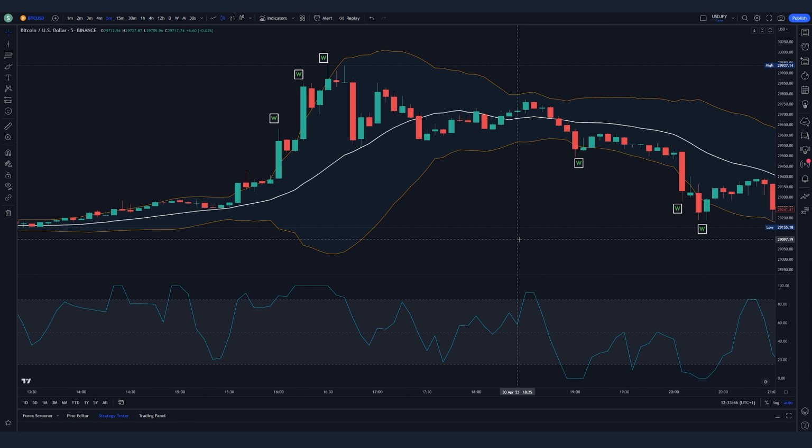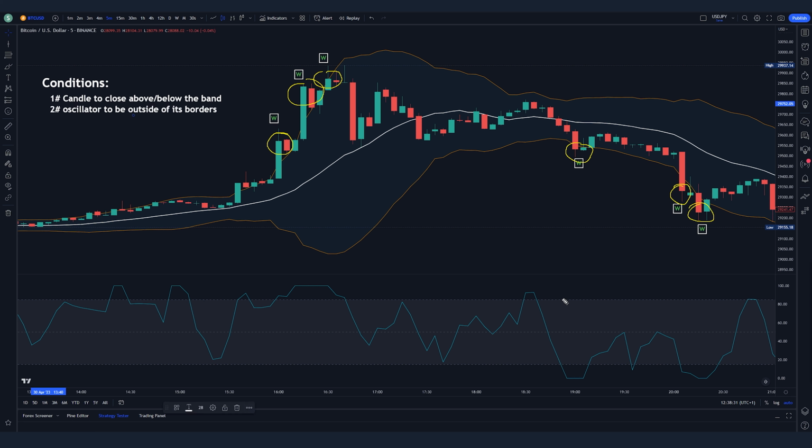So this strategy actually requires only 2 indicators and it has only 2 conditions. The first condition we want is a candle to be closing outside of the upper or lower band. And if we have the first condition, we're going to look for the second condition, which is related to the oscillator. We want the oscillator to be also outside of its borders.